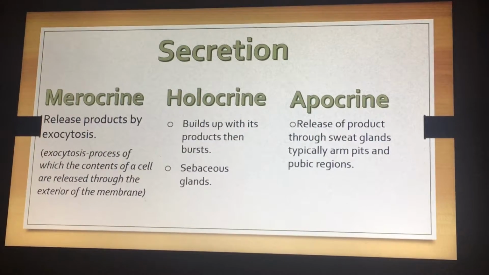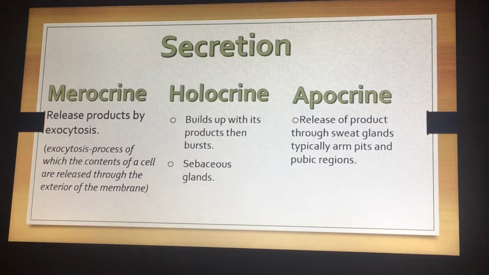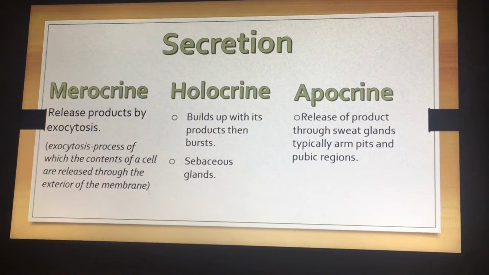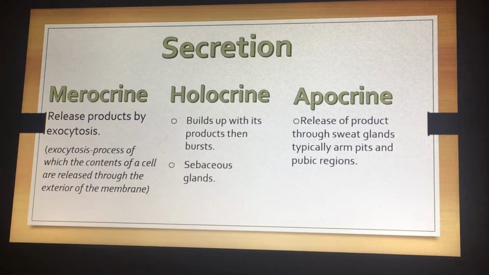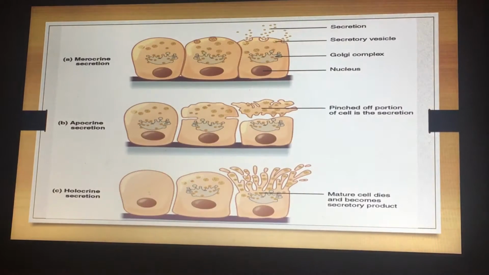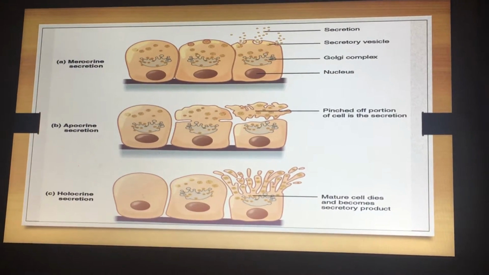Merocrine releases products by exocytosis. Holocrine builds up with its products and then bursts. Apocrine releases products through the glands such as your armpits. Again, different ways of secretion.